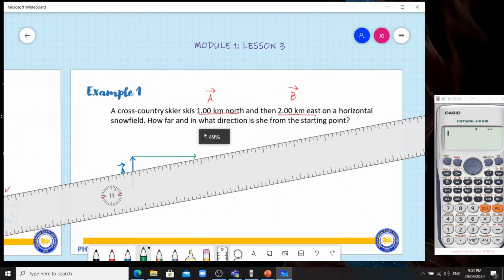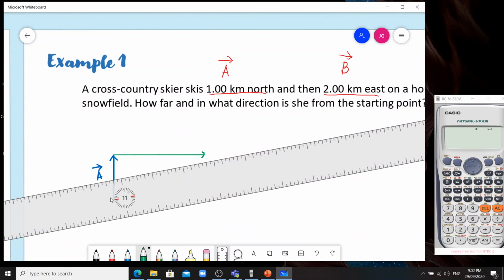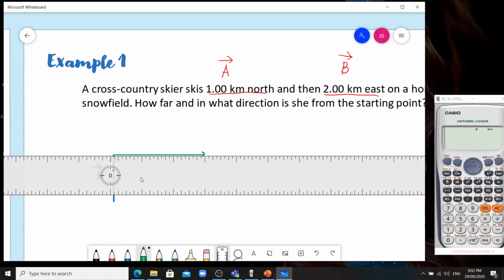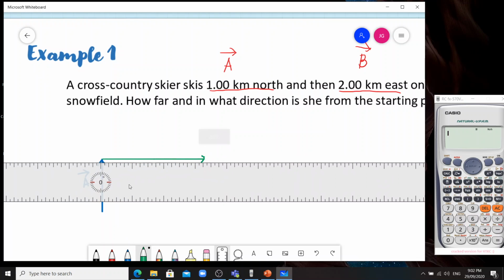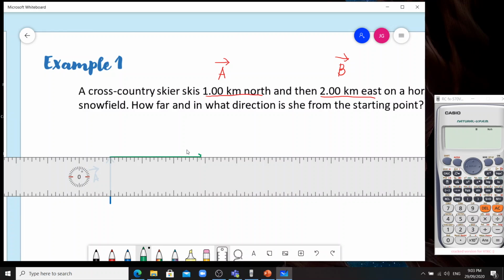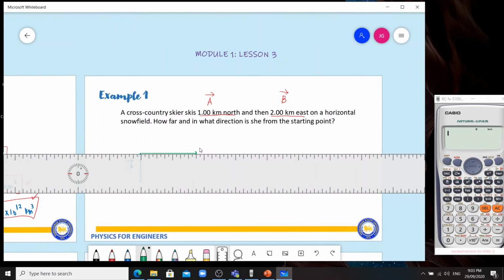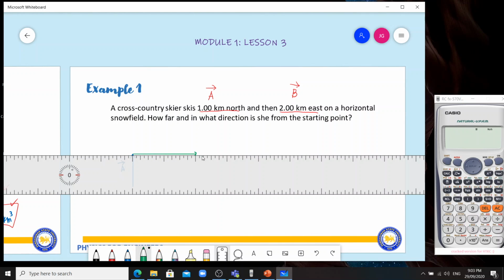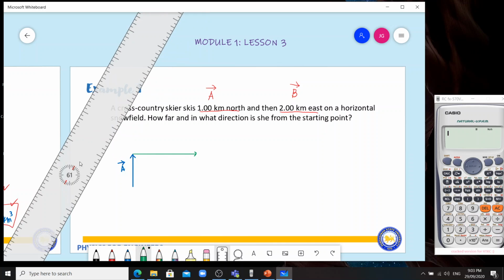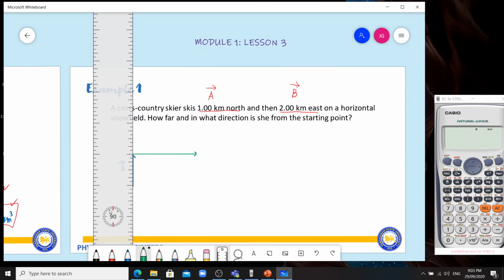Ay! Isukat ulit natin kasi na-adjust. Sobra. Sobra pa. Kulang. Hirap mag-drawing dito. 1, 2, tapos let's check dito. Ito ay dapat 1. Yan, okay.